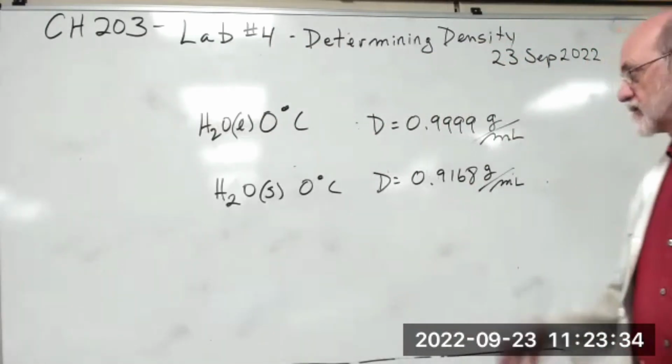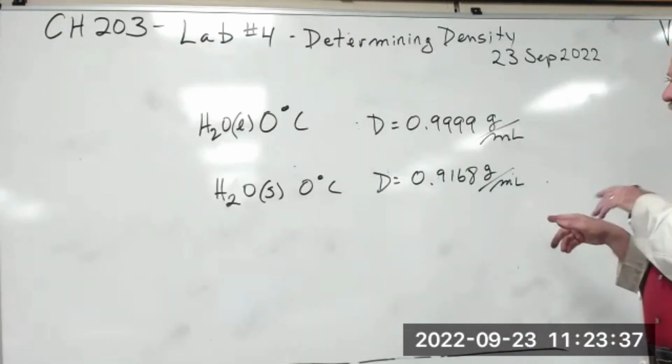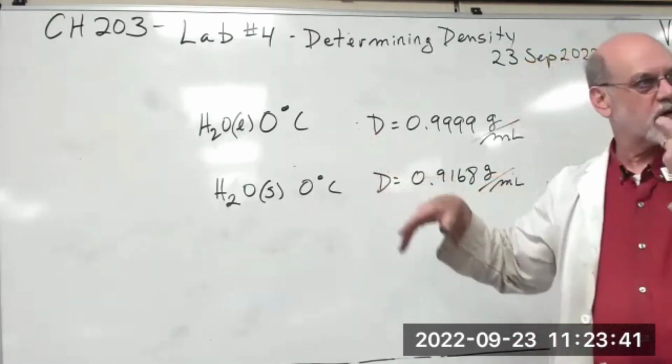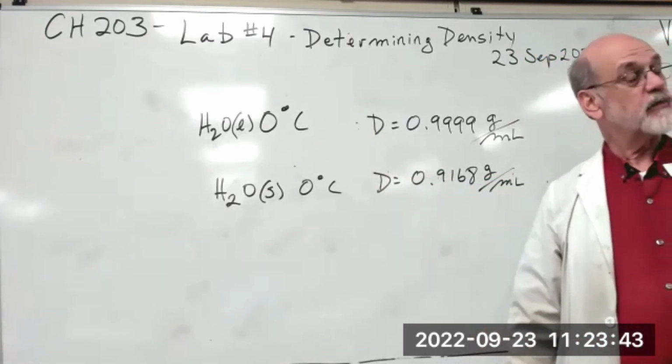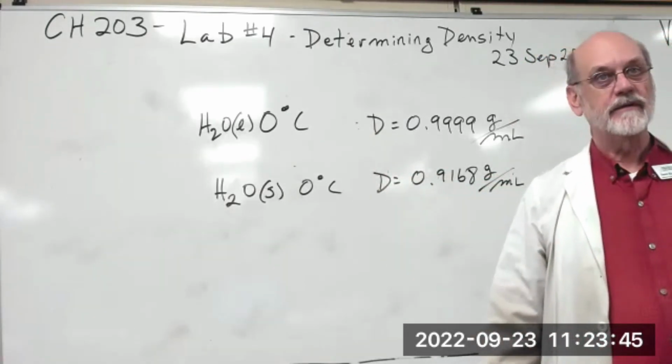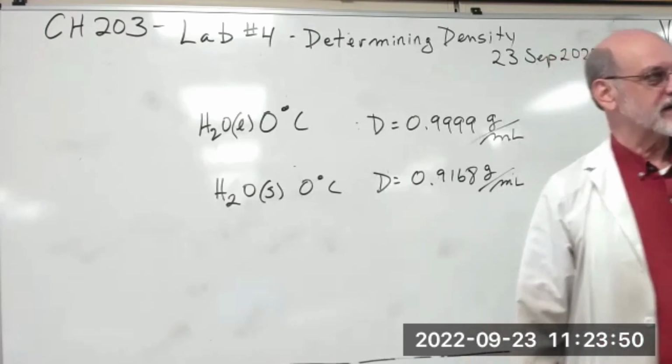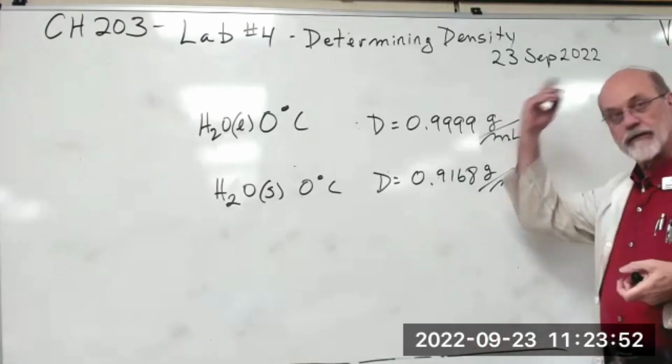Well, let's just look at that. What does that mean? The density of ice is less than the density of water, which means if you put ice in water, what's it going to do? Float. Yeah. The lower density object, put it in liquid and it'll float.